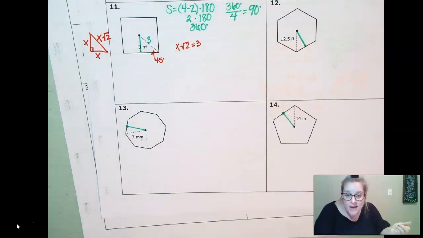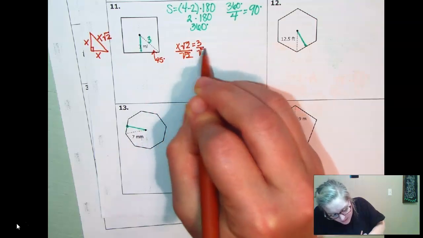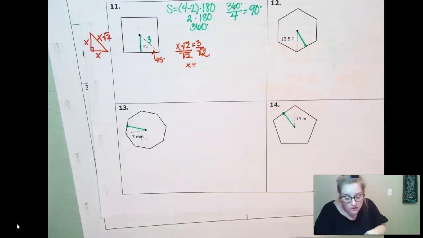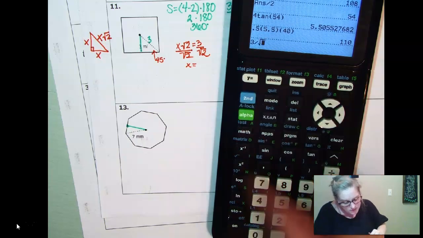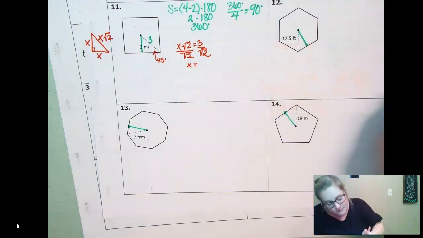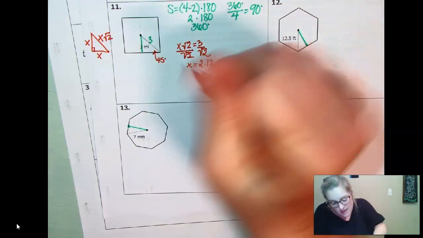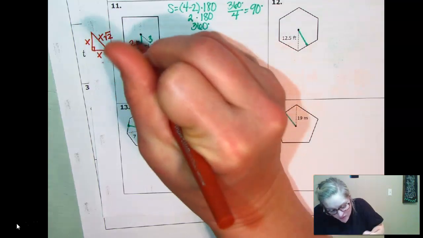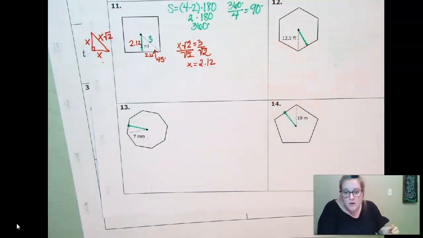I need to know x. So I would divide by the square root of 2. Remember, there's no need to rationalize the denominator. We're just going to be dealing with decimals. So we do 3 divided by the square root of 2. That gives us 2.12. Okay, so 2.12 is going to be x. Well, for this one, x is both of those, so that's awesome. You use that one thing to find both of the pieces that we needed. Now, that is the apothem.